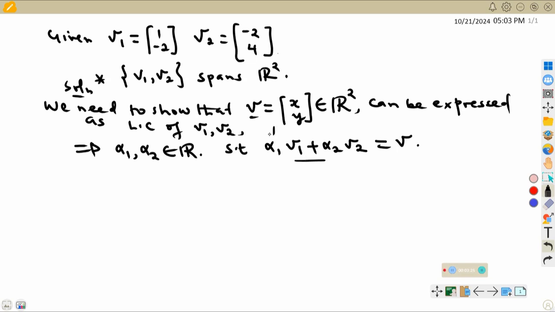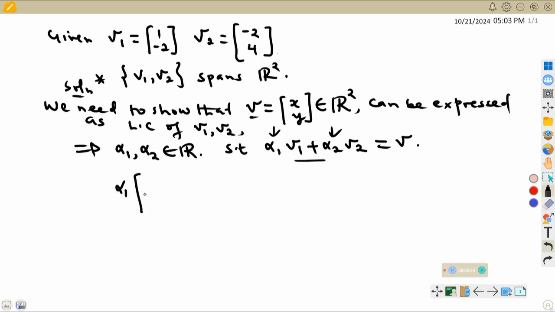So in case we get the values for alpha 1 and alpha 2, then we can easily say that V can be written as a linear combination of V1 and V2. But if we are not able to get the values for alpha 1 and alpha 2, or if this system does not have any solution, then we shall conclude that this vector V cannot be written as a linear combination of V1 and V2. So let us look at that.